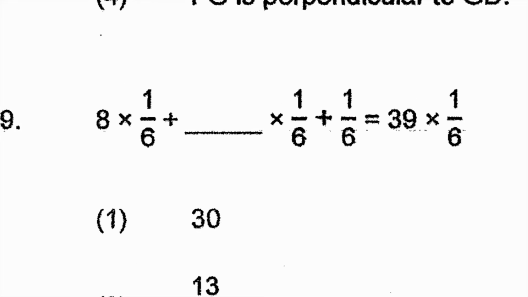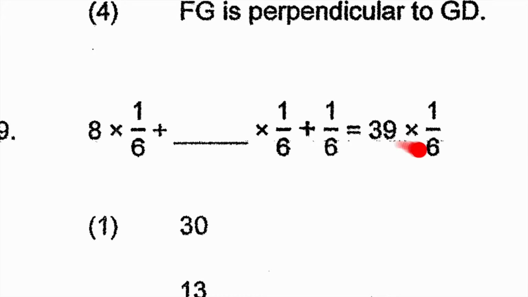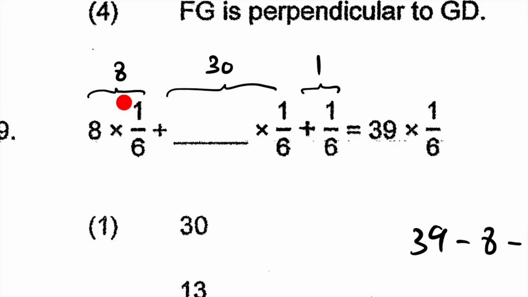Next. Understand that this basically means 39 of these guys. 39 of 1/6. Okay. Now, because of this equal sign, what does that mean? We must have 39 of 1/6 as well. Now, doesn't this count as 1 of them? And doesn't this count as 8 of them? So the way I like to think of things is to say, okay, this represents 8 of 1/6.